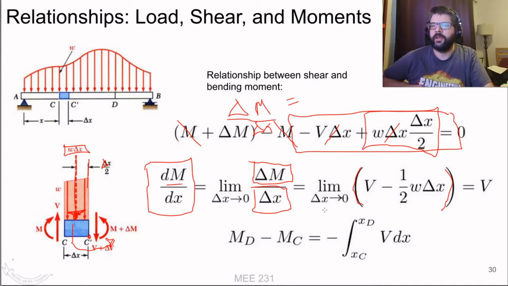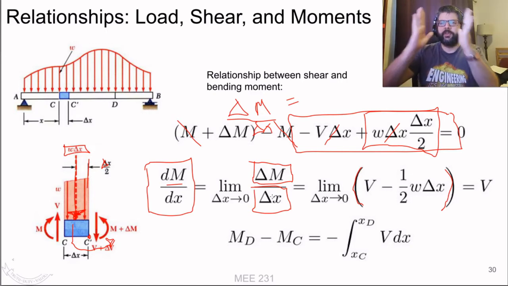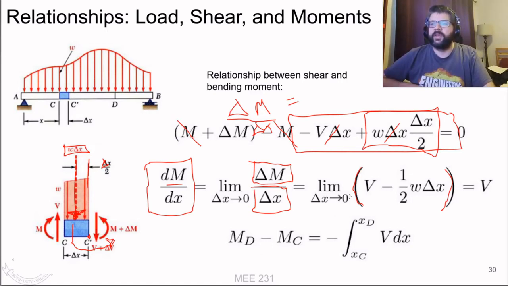And if we're worried about not a large chunk of the object, but a really, really tiny slice, then we're going to be taking the limit as delta x approaches 0. As that approaches 0, that cancels out, and we're left with just v. So the slope of the moment diagram is always going to be equal to the shear.